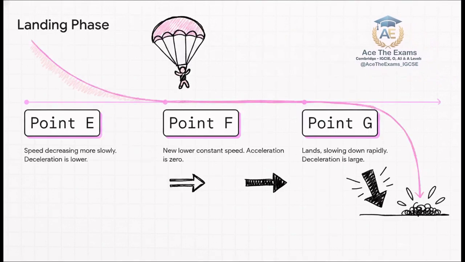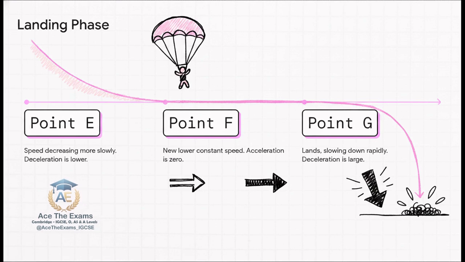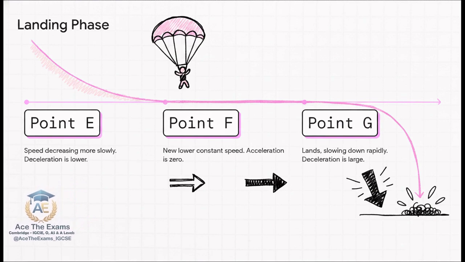But the deceleration doesn't stay quite that extreme. As the curve flattens out around point E, her speed is still decreasing, yeah, but a lot more slowly. Her deceleration is lower. This continues until point F. Right here, the line is perfectly horizontal again. She reaches a brand new, lower constant speed. She's established a completely new terminal velocity where, once again, the acceleration is absolutely zero.